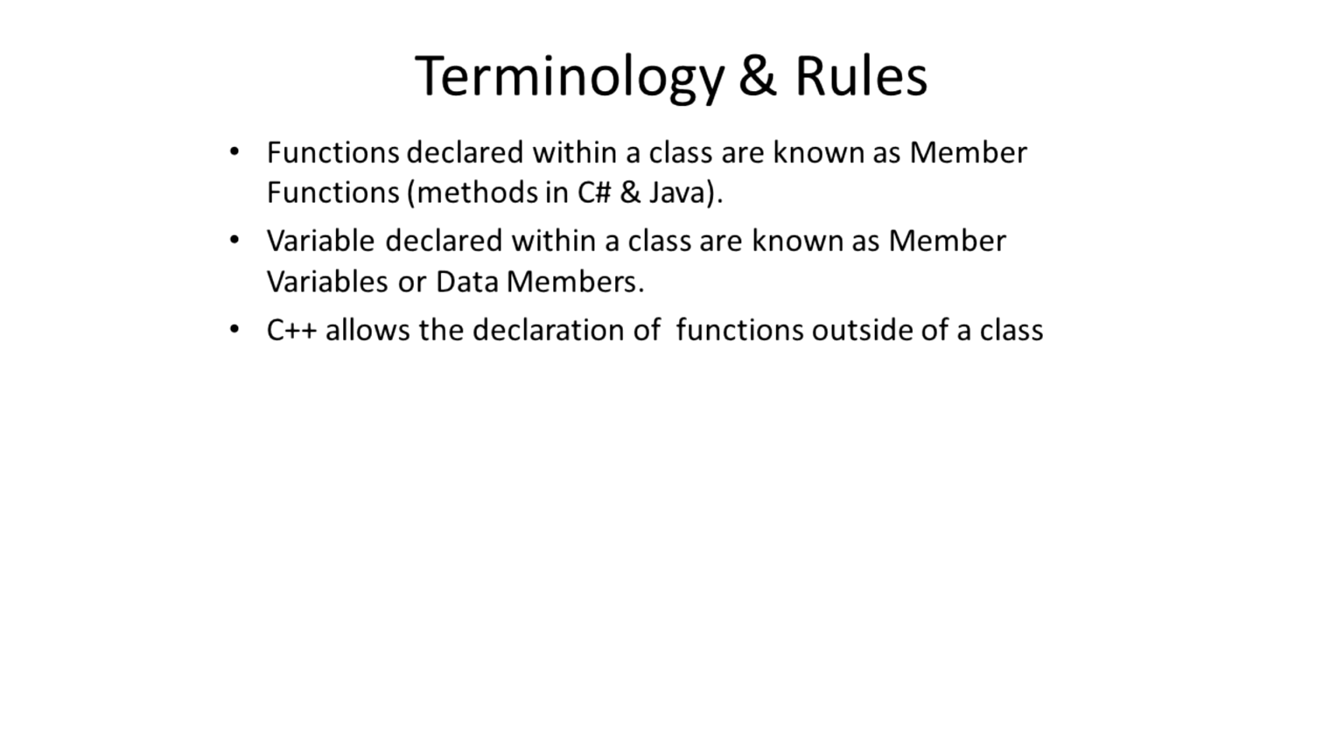And so let's start by clarifying the different terms that we're going to use in the context of C++ and object orientation, because these terms will differ depending on which language you look at. Because in C++, functions declared within the context of classes are known as member functions, whereas in other languages, such as C# and Java, they're referred to as methods, where it's not possible to declare methods, in that case, outside of classes.